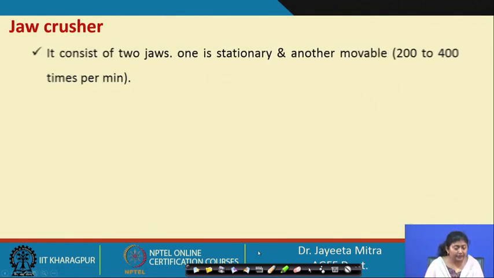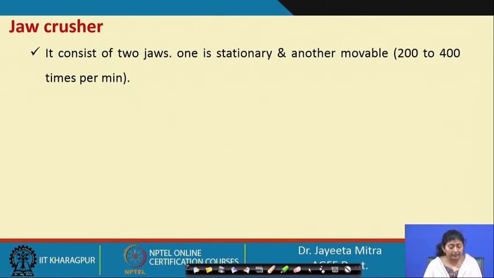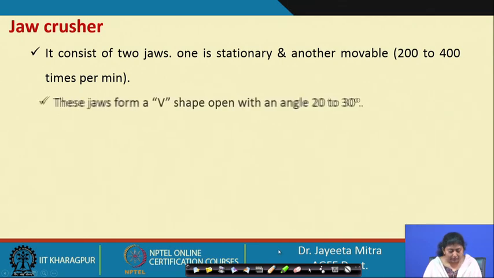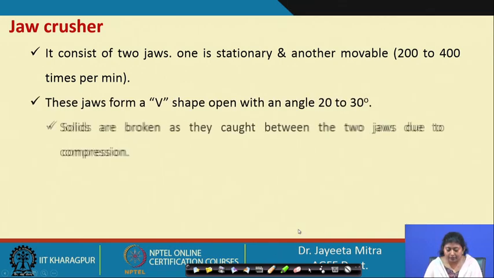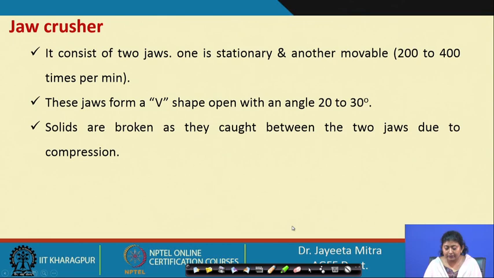First is the jaw crusher. A jaw crusher consists of two jaws, one is stationary and another is movable. It moves at about 200 to 400 times per minute, and these jaws form a V shape opening with an angle which may vary from 20 to 30 degree, and solids are broken as they are caught between the jaws due to compression.